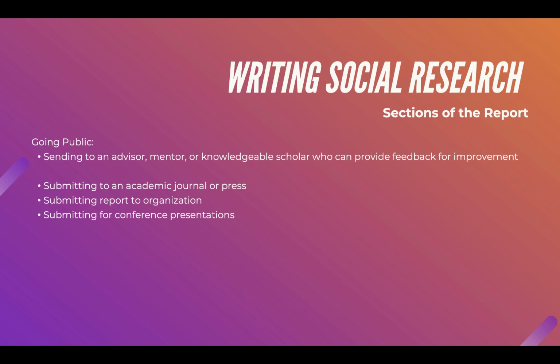Once you've done that, the next step is going public. Right? So you send it to an advisor or a mentor or a knowledgeable scholar to give you feedback to improve that work. So you're going to get feedback from others on your paper that you wrote about this research question. Next, after you've gotten that feedback, you incorporate it, and you could submit it as a report to an organization, or you can submit for conference presentations, or you can submit to an academic journal or press, right? And that's how you go about presenting your research, right?